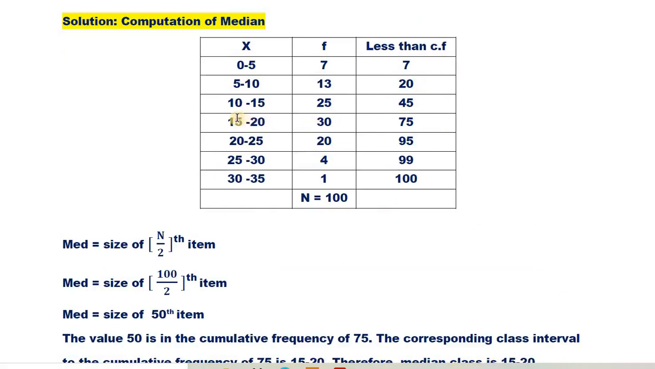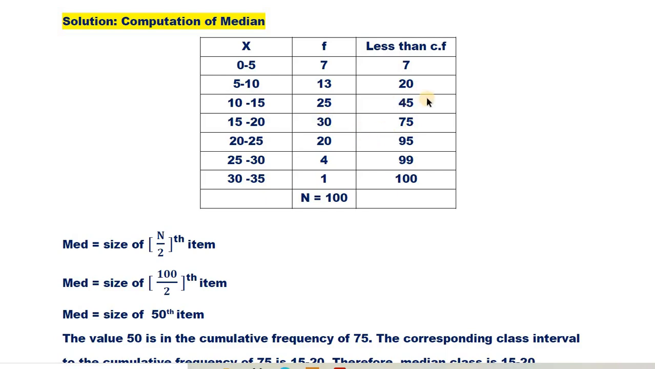As you see, between 10 to 15 the cumulative frequency is 45, which is lesser than the size of median 50. Hence, go to the next cumulative frequency, 75, that falls in the class interval of 15 to 20. So this 15 to 20 is the median class. Accordingly we can label it: 15 to 20 is the median class, then 30 is the simple frequency, and CF is 45.